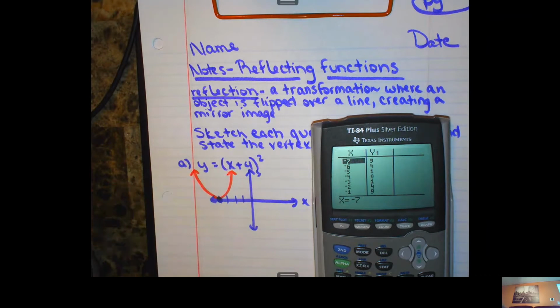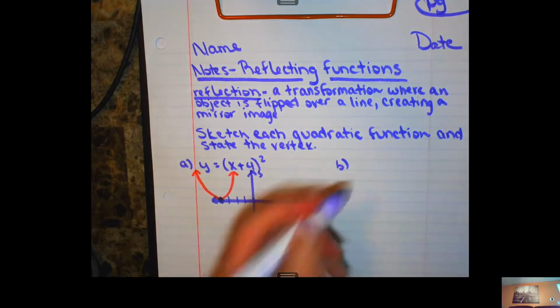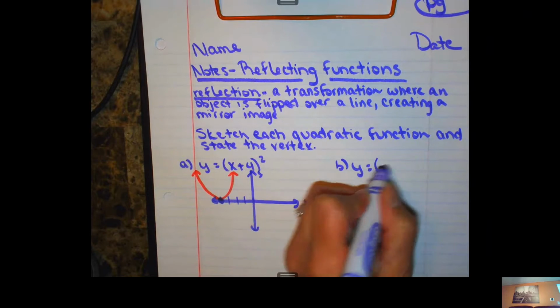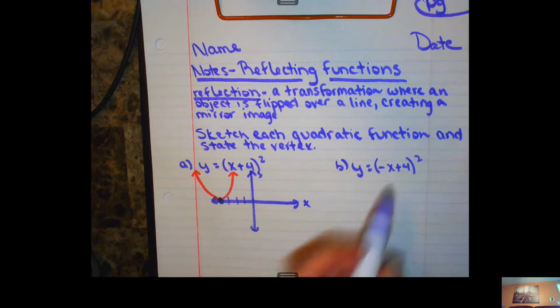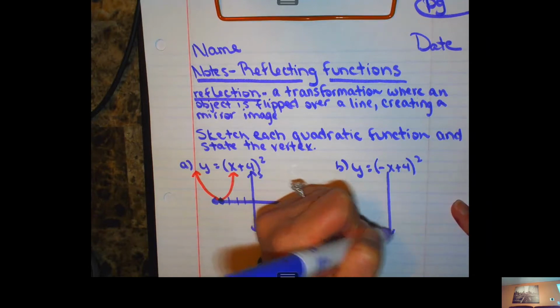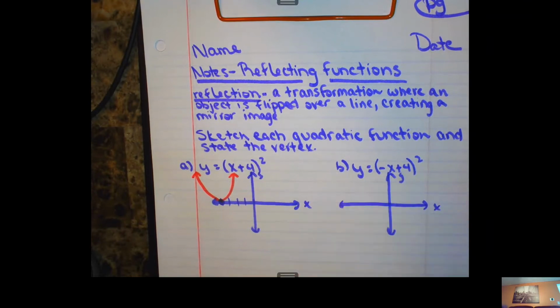Now I'm going to make a little change. So for example B, I'm just going to throw a negative next to the x. So my equation is going to be y equals (negative x plus 4) squared. Notice where the negative is. It's right attached to the x. So we're going to make a sketch of our x and y. I'm going to rely on my calculator for this since this is the first time we're doing this. I'll label the vertex of this in a minute.